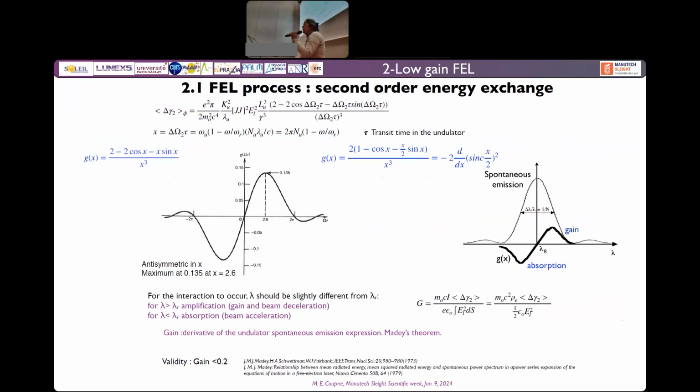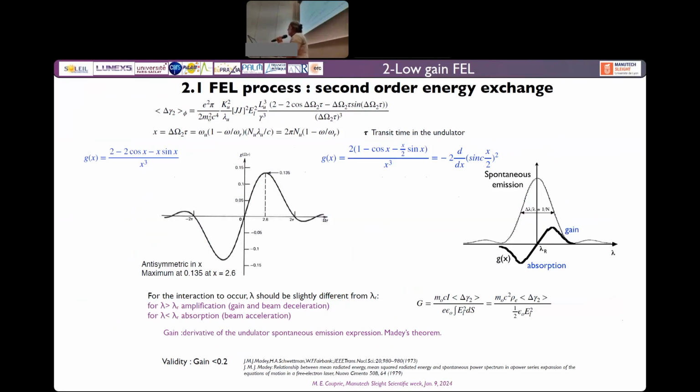So now we look at the second order energy exchange, because at first order we have 0. So the expression is given here. And it follows this type of function, which is antisymmetric. And we can find that for the interaction to occur, the wavelength should be slightly different from the resonant wavelength. And we find the conditions for amplification and absorption.